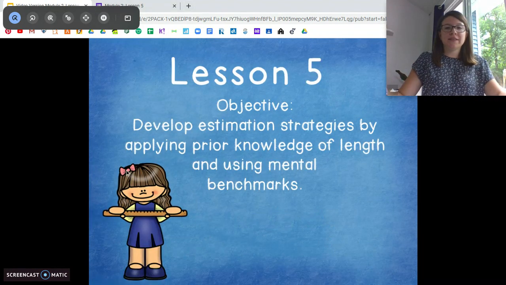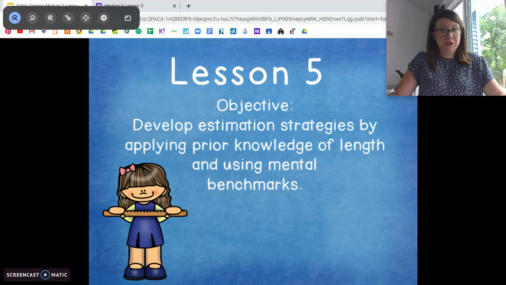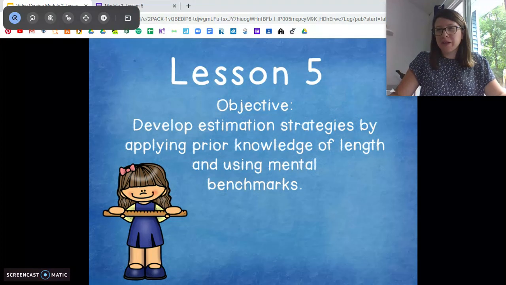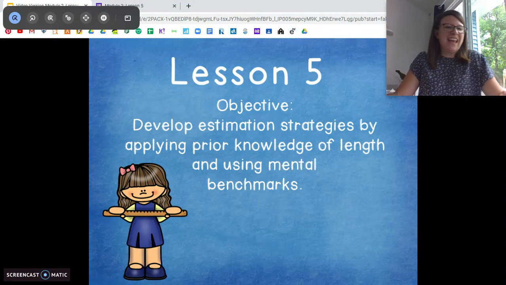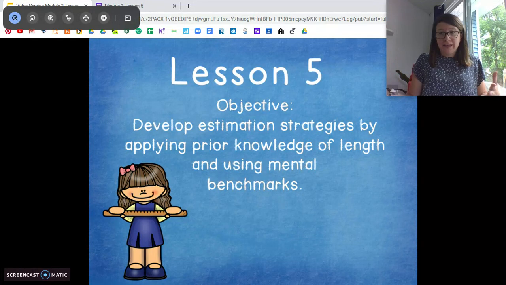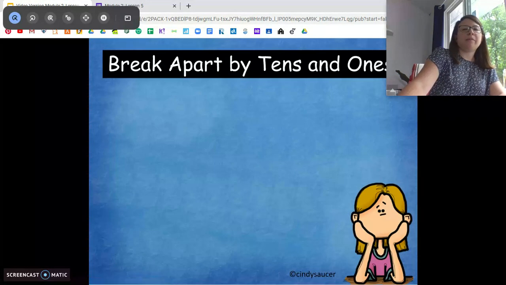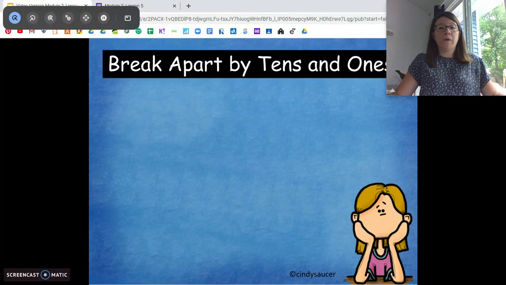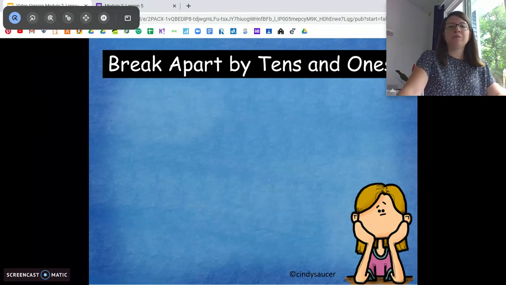So in this lesson, we're going to develop estimation strategies. So we talked a little bit about that. That's kind of where you use an educated guess. You don't just guess randomly, but you use what you know to estimate or to guess the length of an object. Talk about that in a minute, but we're going to start off with some fluency practice as usual.